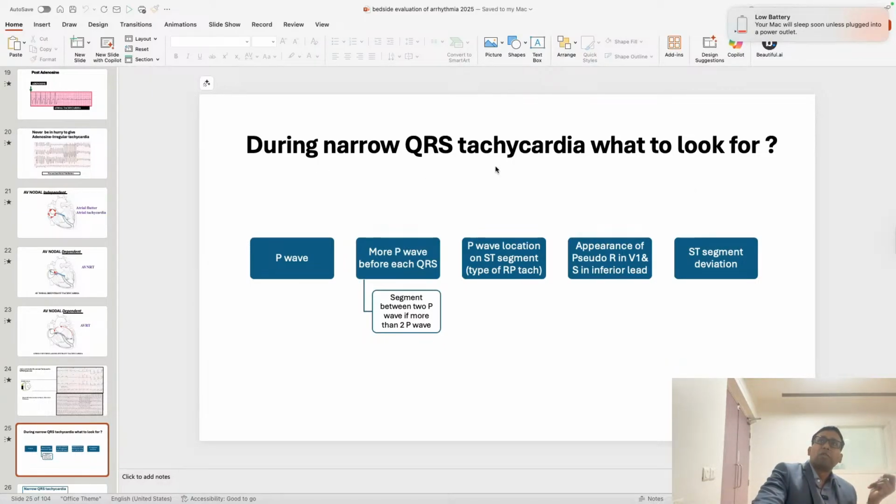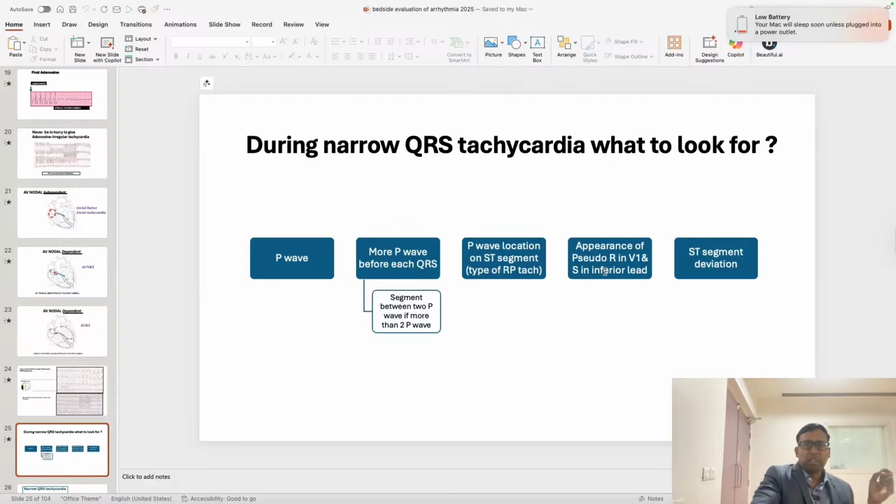During narrow QRS tachycardia, what are the things we have to do? Number one, see if you are able to see the P waves. Second, look for more P waves than QRS, and the segment between the P waves. If there are more P waves and the segment between two P waves is horizontal, it is an atrial tachycardia. If there is no straight line between two waves, it is atrial flutter. Then the P wave location relative to the ST segment, long RP versus short RP, will give the diagnosis.